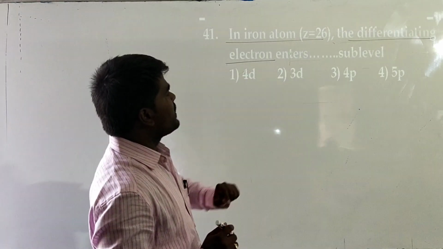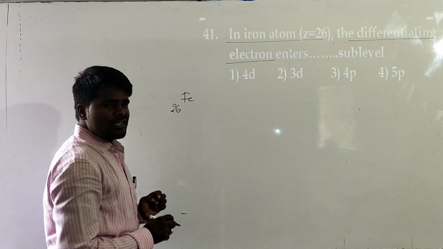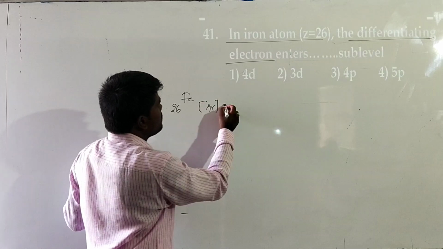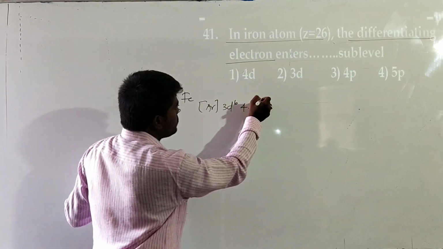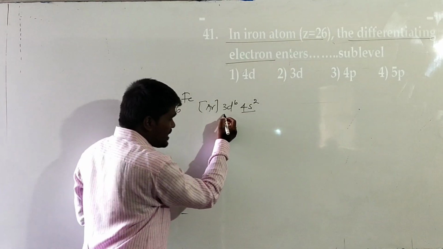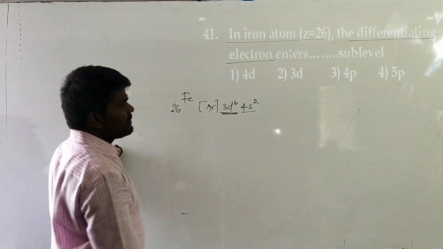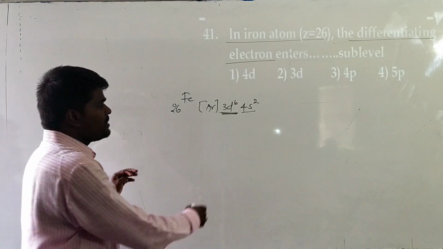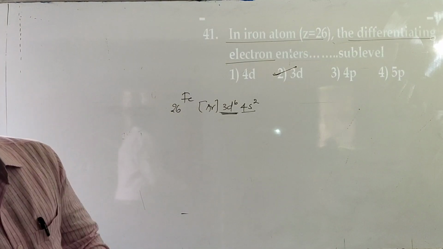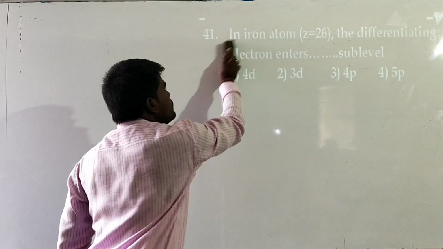In the iron atom, iron is Fe, atomic number 26. What is the valence electronic configuration? If you write [Ar] 3d6 4s2. As per the n plus l values, 4s fills first and the last electron goes into the d orbital. That means here it goes into 3d. In which subshell does it go? The 3d subshell. The answer will be 3d.